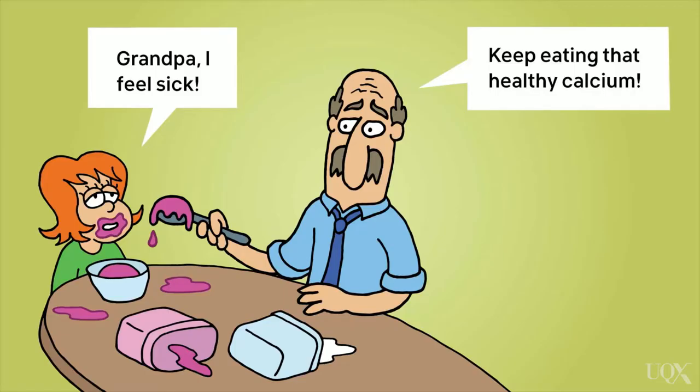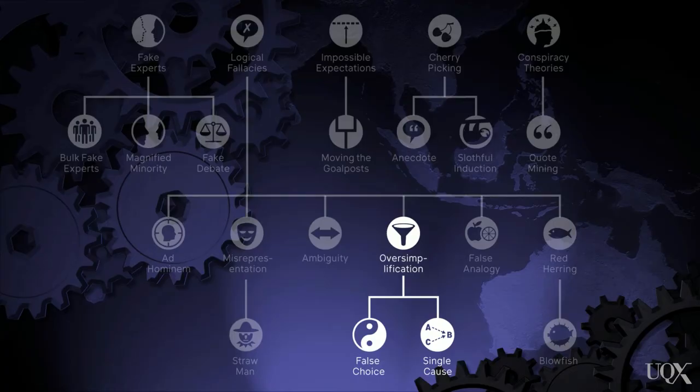This argument is the same as arguing that our bodies need calcium and ice cream has calcium, so all we need to do is eat ice cream. This argument is an oversimplification. Our bodies need a variety of things in order to be healthy, just like plants. There are two specific forms of oversimplification that are worth focusing on, as they both distort the science in specific ways: the false choice and single cause fallacies.